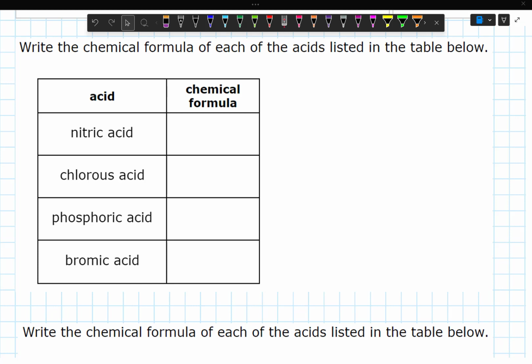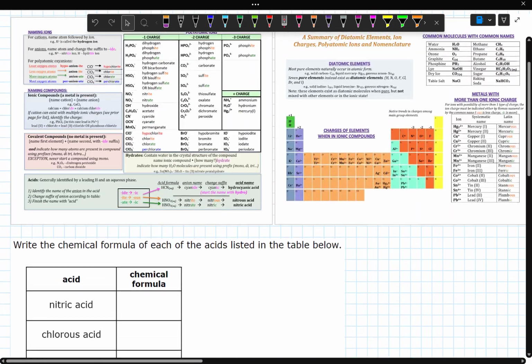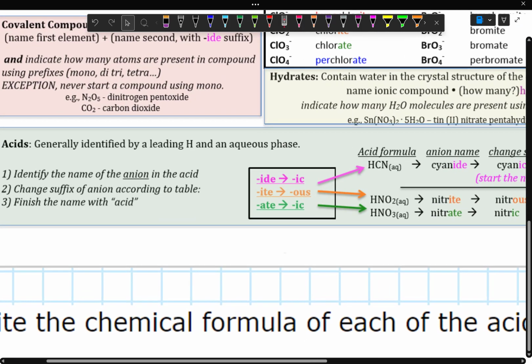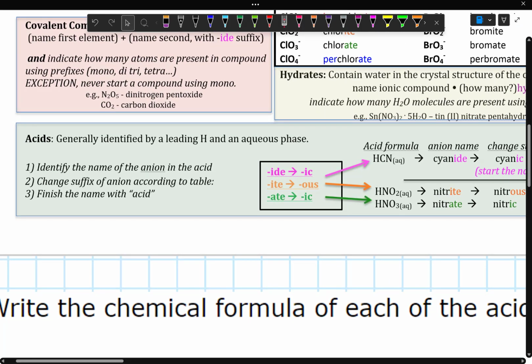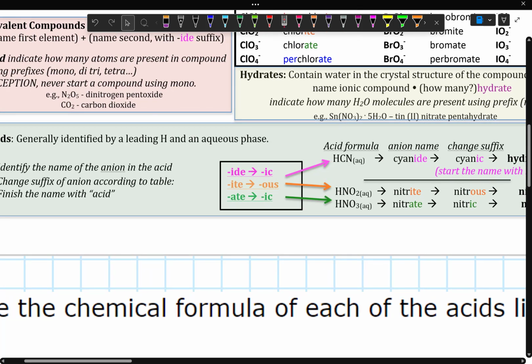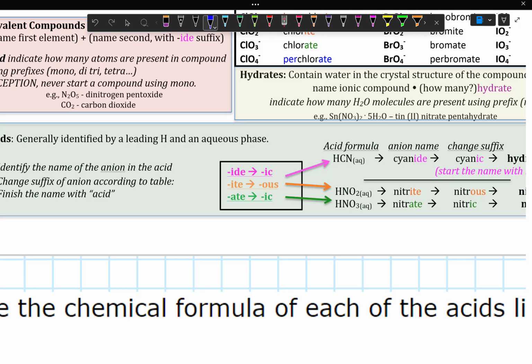In this guide, we're going to be naming some acids. A couple things to note about naming acids. We're going to be referring to our nomenclature sheet again, and down here we can see that we have a couple different naming schemes for acids.